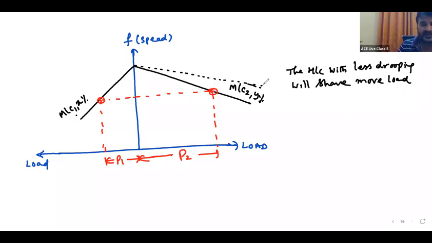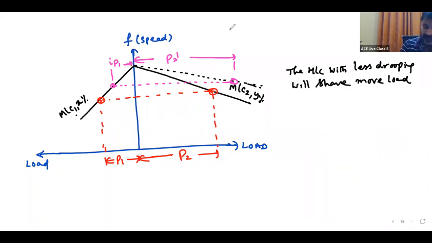Of course, they may settle at some other frequency. On the second machine, power has increased, this is P2 dash, but P1 dash has reduced. Still less drooping means it will share more load, and the load on the first machine is reduced.